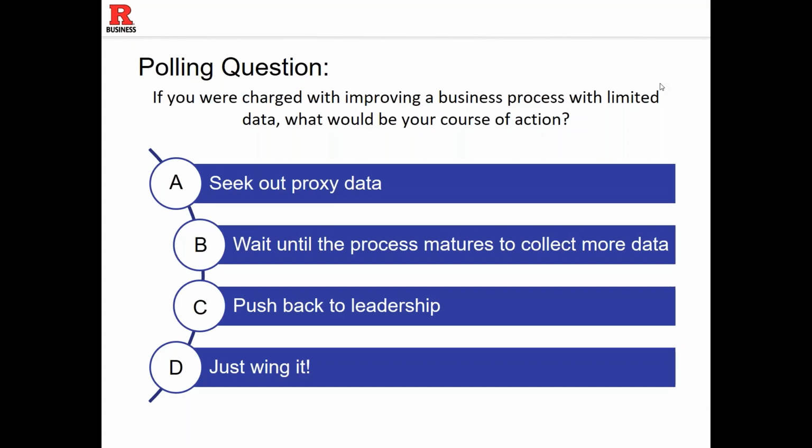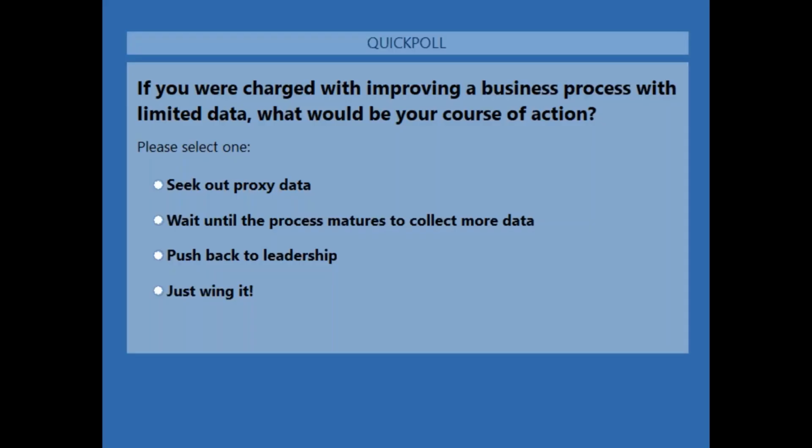Would you A, seek out proxy data, so data that's from a similar process if you have it? B, wait till the process matures. So if it's a brand new process, wait till it matures to collect more data. C, push back to leadership. Or D, which unfortunately I've had to do in my professional career sometimes, is just to wing it and rely on intuition. So Jabril, maybe you can help me with this and see what the audience thinks here, but I'd be interested to see what the group thinks, and hopefully we can get some feedback.